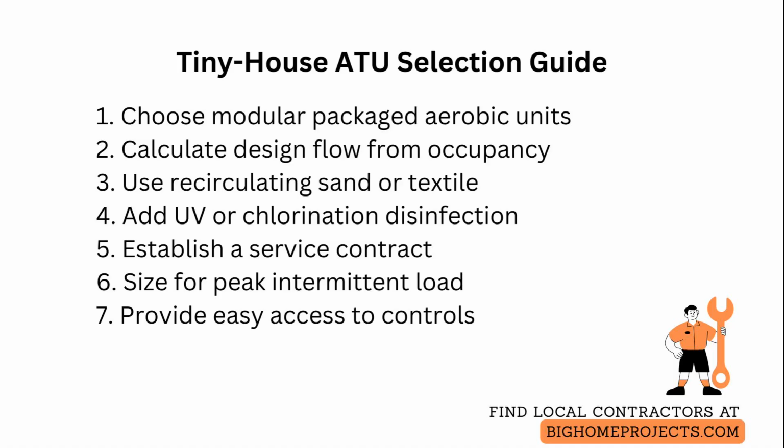Calculate design flow using occupancy and fixture count rather than typical 3-bedroom defaults. For a one-person tiny house, assume a design flow of around 60 to 100 gallons per day, and for a two-person house, use roughly 120 to 200 gallons per day depending on fixtures.